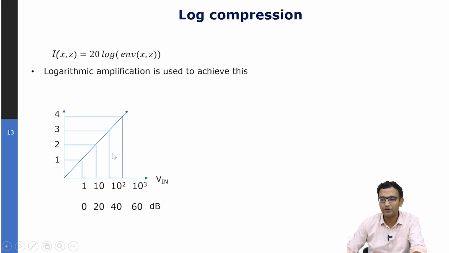So here is an example where the input signal is changing in powers of 10, but the output signal is changing linearly. So it's just changing as 1, 2, 3, 4, but the input signal is changing as 1, 10, 100, 1000, etc. And these are the decibel units. So if the dynamic range is 60 decibel, that corresponds to scatterers ranging from 1 unit strength to 1000 unit strength. So this kind of amplifier will be used so that log compression can be performed.